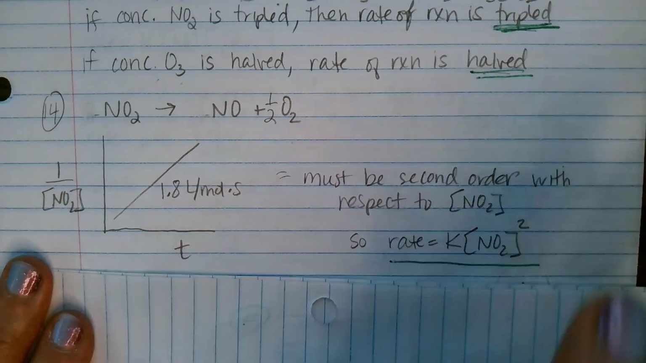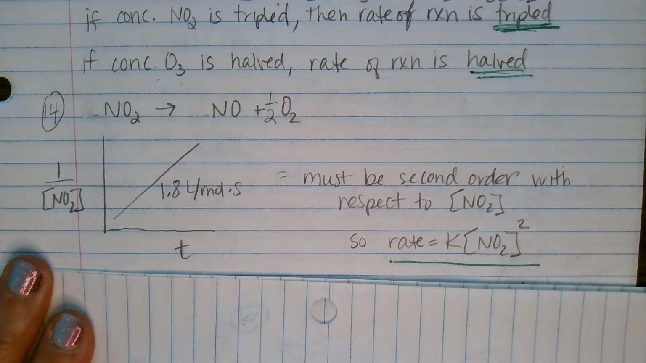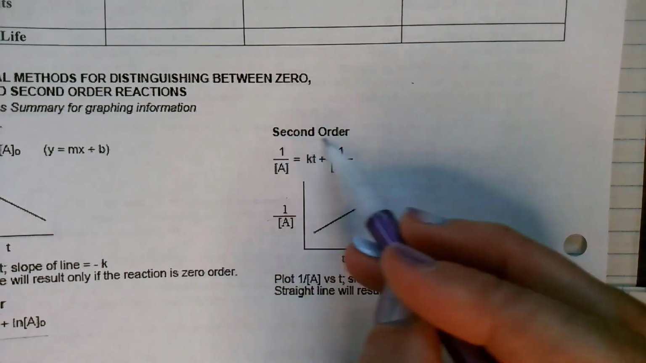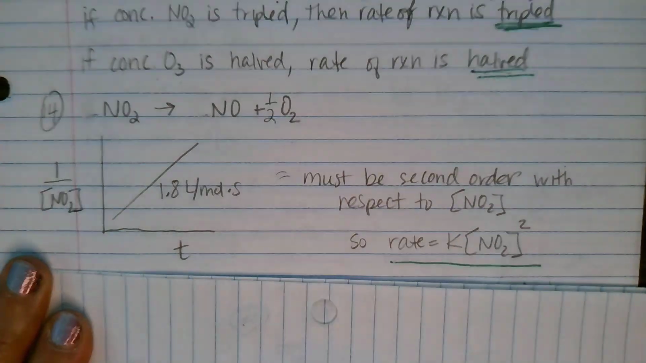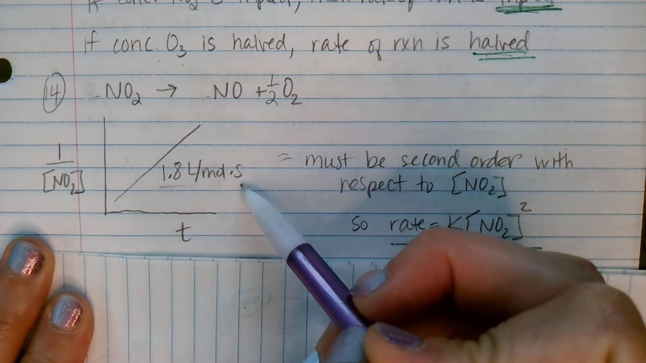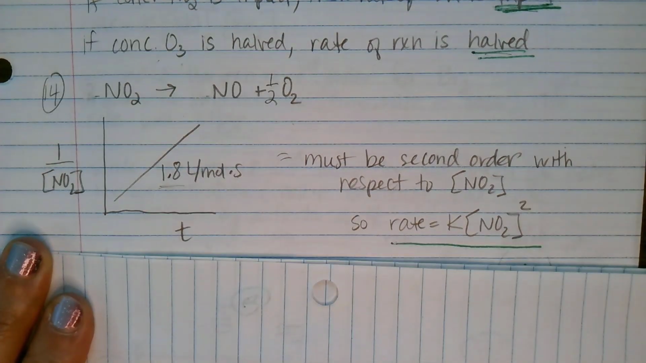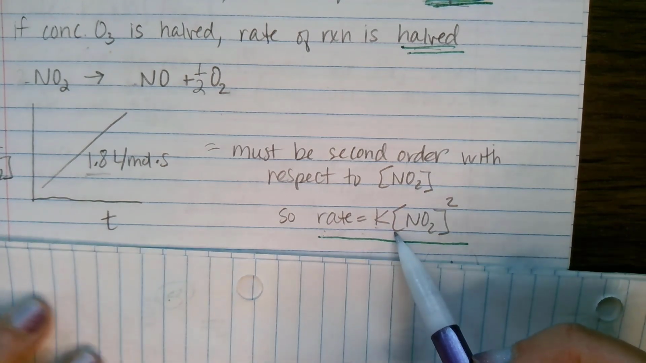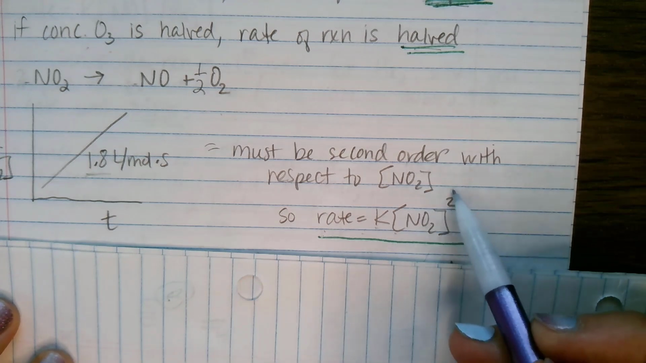Moving on to number 14, we are told that the concentration of NO2 was measured as a function of time. The graph of 1 over the concentration of NO2 versus time. So 1 over the concentration versus time gives us a straight line, so it must be a second order reaction. We're told our slope, 1.8 liters per mole seconds. So given that information, what is the rate law for this reaction? So rate must equal K times the concentration of NO2 to the second order.